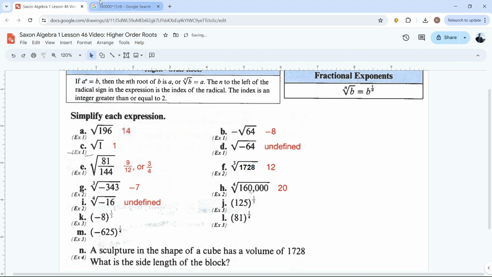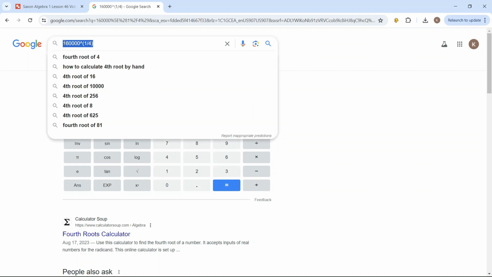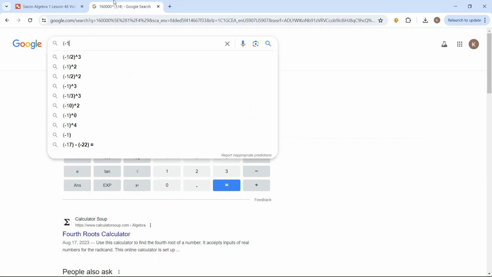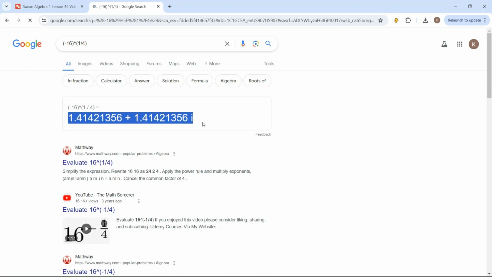What would happen if I tried to do that? So if I tried to do the fourth root of negative 16, I have to put negative 16 in parentheses to the 1/4. And let's see if it even does it. It's going to give me some really strange answer, okay? This doesn't look like a normal answer.